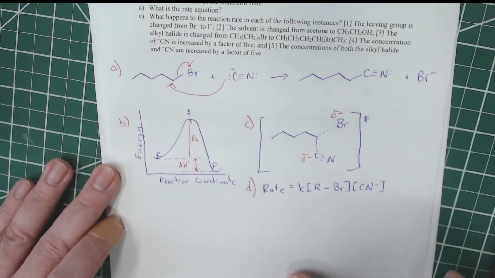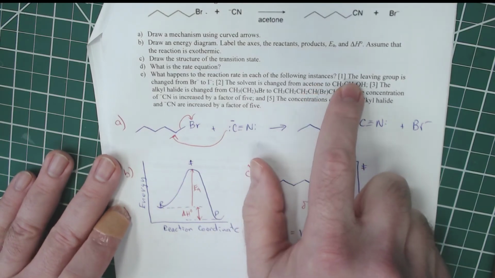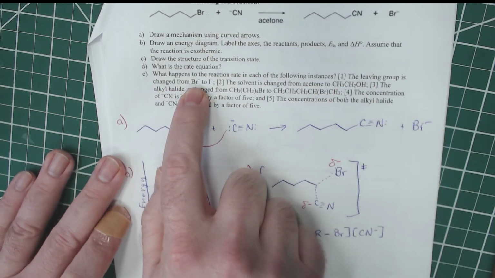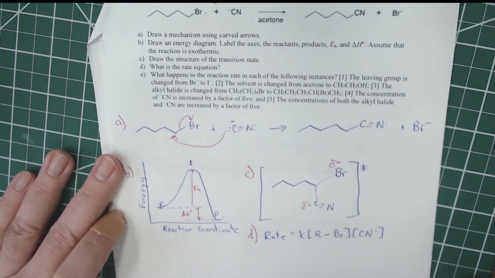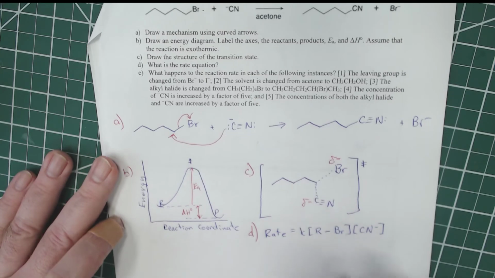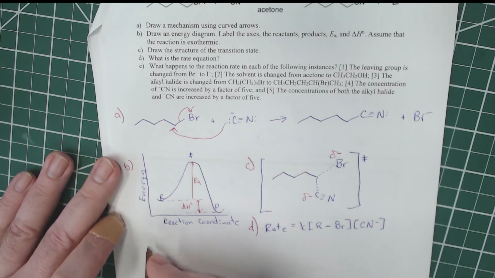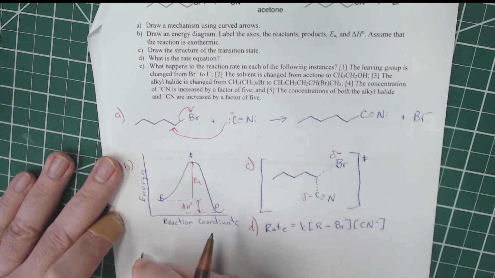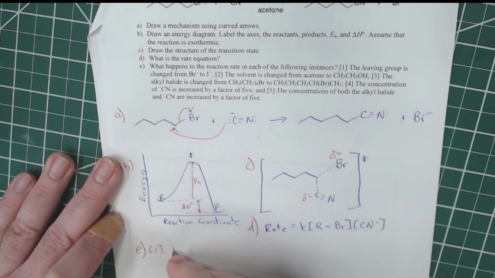All right, what happens to the reaction rate in each of the following instances? The leaving group is changed from bromide to iodide. Well, if we change it from bromide to iodide, we're improving the leaving group, and anytime you improve the leaving group, you're going to increase the rate of reaction. So we'll find that for part E, and I'll go ahead and number that 1. All right, so if you improve the leaving group, you will increase the rate of reaction.